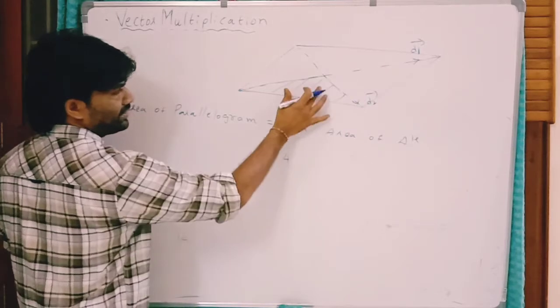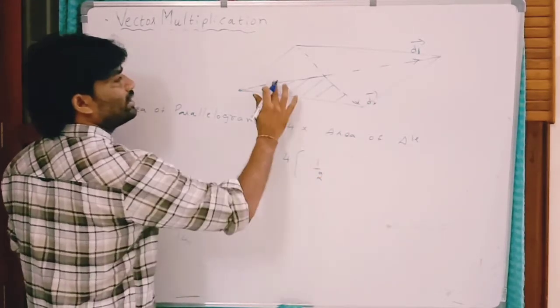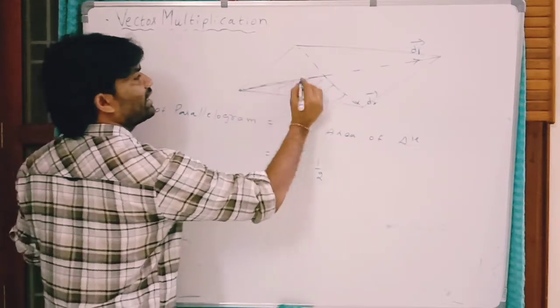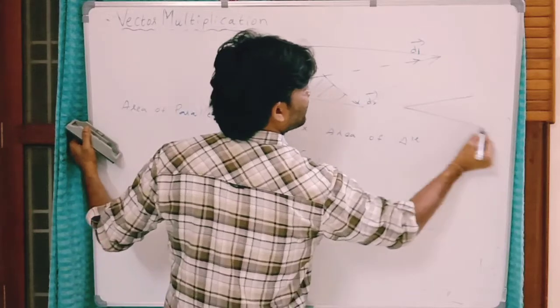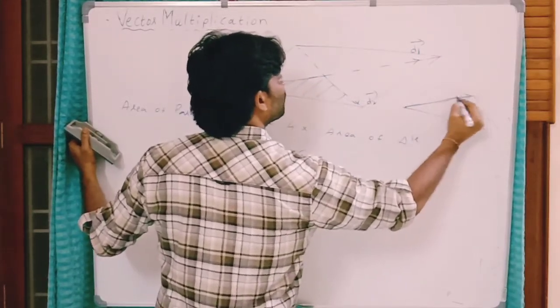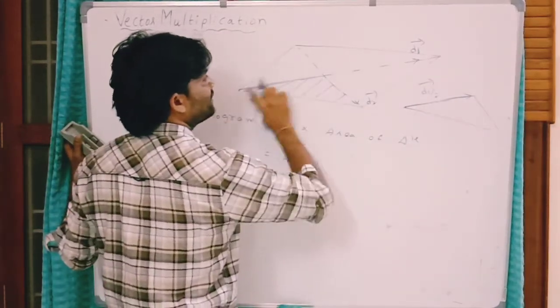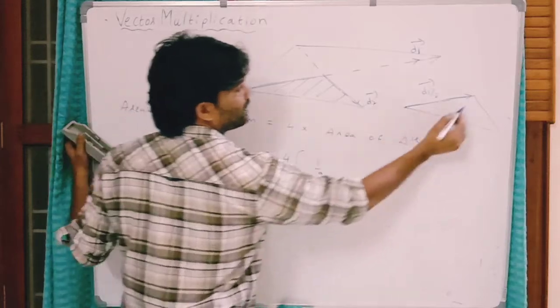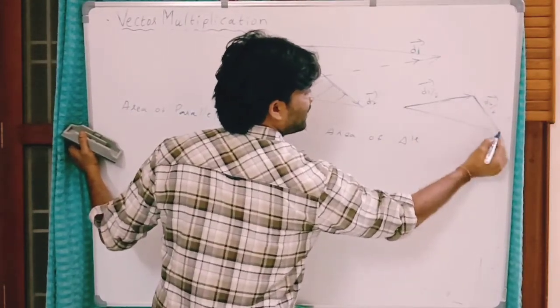What is the area of this shaded triangle? You can see it is half this side into this side. What is this side? Up to here is d1. So I can draw that shaded triangle here. This side is d1 by 2, half of this diagonal, and this side is d2 by 2.